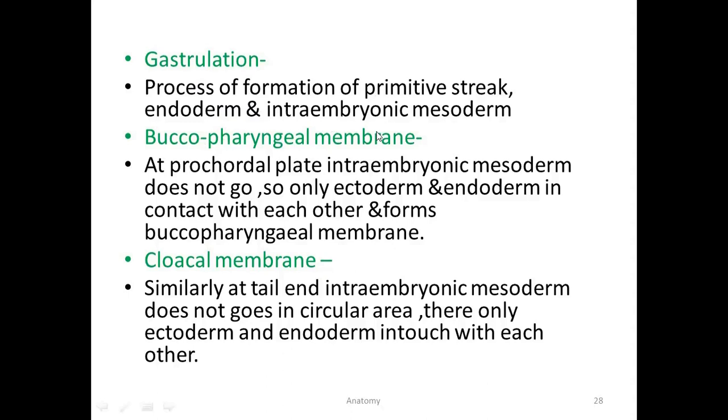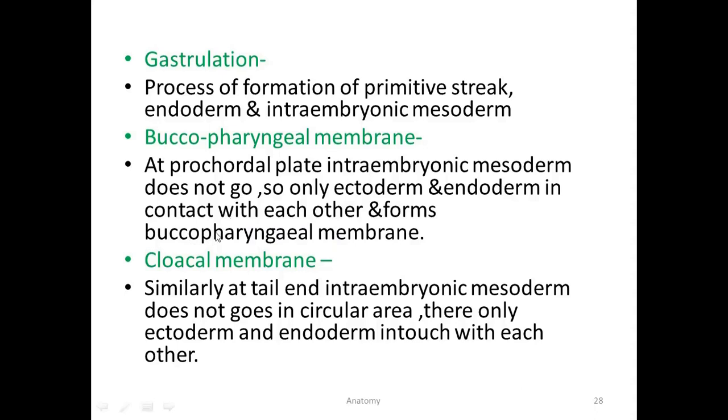The buccopharyngeal membrane is another term to understand here. Now we have seen the procaudal plate, which is a modification in the endoderm toward the head end. At the procaudal plate, the intraembryonic mesoderm does not go. The intraembryonic mesoderm from the proliferating cells of the primitive streak reaches here, but it does not pass through the procaudal plate. It goes to the side of it. So only ectoderm and endoderm are in contact with each other at this place, and that forms one membrane called the buccopharyngeal membrane. This membrane, where the ectoderm and endoderm are in direct touch with each other, remains as it is.